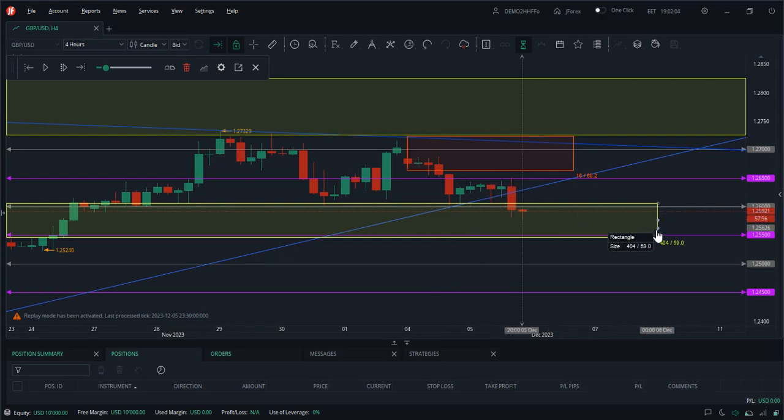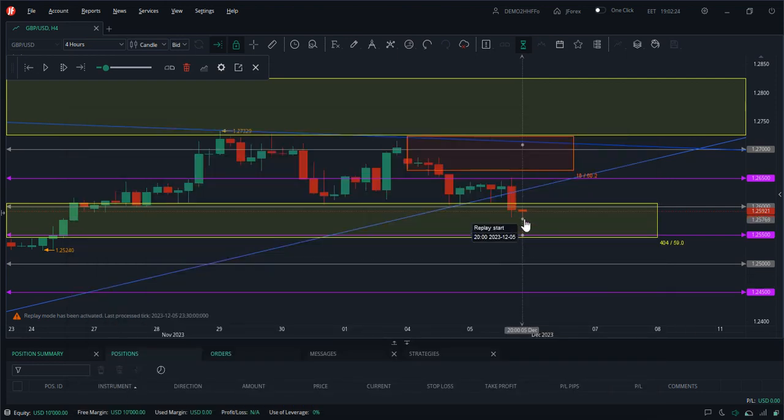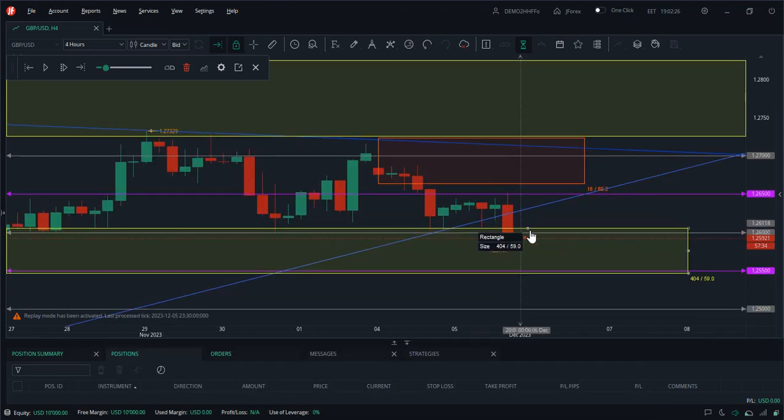So number one, we have a confluence here, which is a support zone. That is the number one confluence. Whenever we see price on the support zone, we buy. So our first confluence is met: the support zone, which says we should buy. Remember, you buy at support, you sell at resistance. So this is saying we should buy.